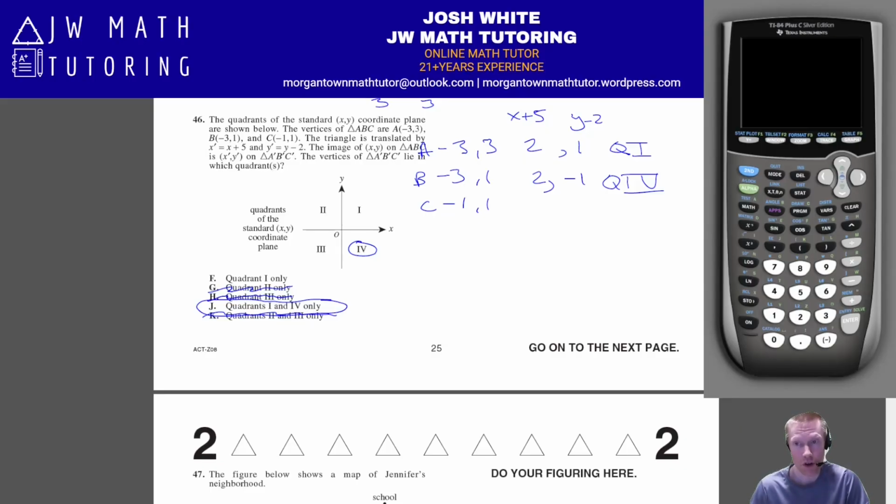Although, if you started with point C, just to show you, you would end up at 4 for the x value, and you would end up at -1. So you would end up in quadrant 4 as well. But the point is, you don't need to spend time doing that. Just do A. You can just do A and just do B, and then that's it. You have your answer. Move on to the next question.